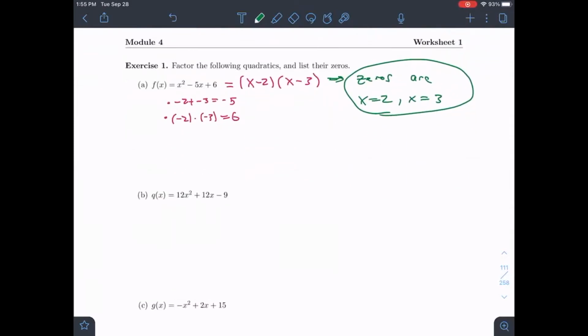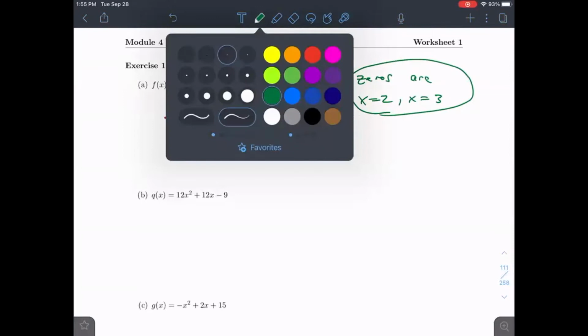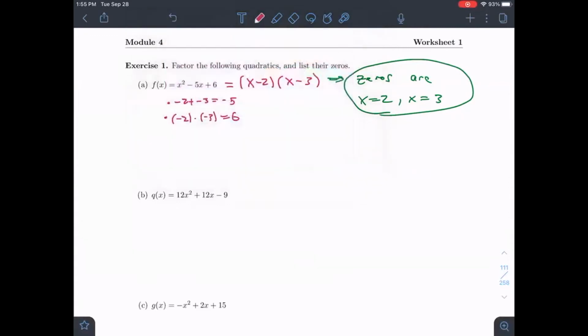Okay, and then for B, B is like another one that's similar to, I guess, example 5 that we just did. So the first thing I'm going to do for B is I'm just going to factor out a 3. Each of these coefficients is divisible by 3, so you can factor out a 3 to make life easier. So this is going to be 3 times 4x squared plus 4x, and then that's going to be minus 3 at the end.